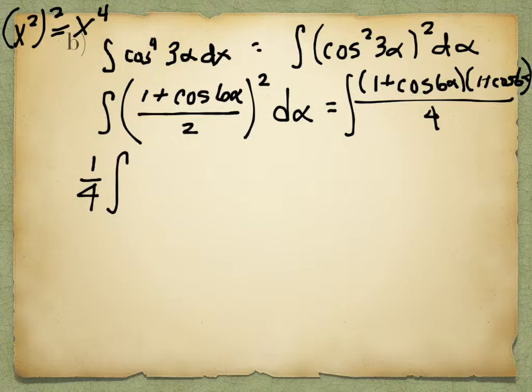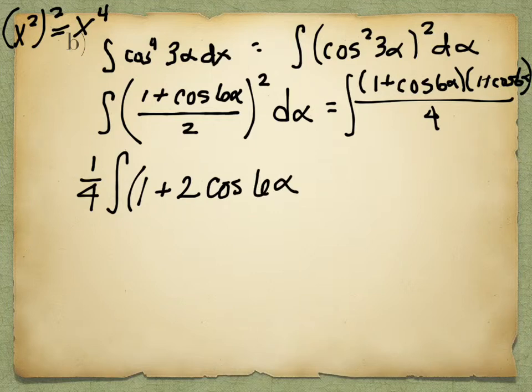But in order to do that, I need to distribute the top out. In other words, FOIL, right? First terms, outer terms, inner terms, last terms, all that good stuff. So if I multiply 1 by 1, I get a 1. If I multiply the inside terms, I have cosine 6 alpha times 1. And if I multiply the outside terms, I have cosine 6 alpha times 1, which means I get 2 cosine 6 alphas. So plus 2 cosine 6 alpha. It's my inside and outside terms added together. And then the last terms, when I do cosine 6 alpha times cosine 6 alpha, well, that is cosine squared of 6 alpha.